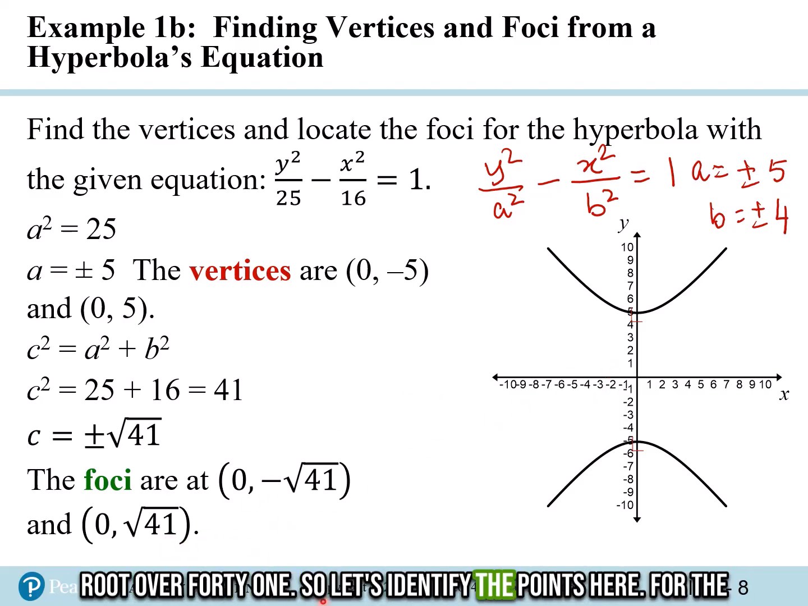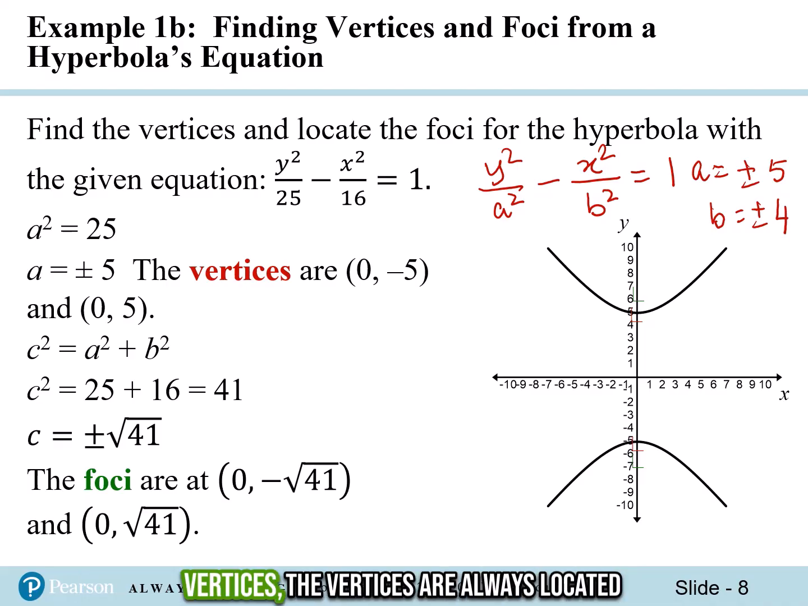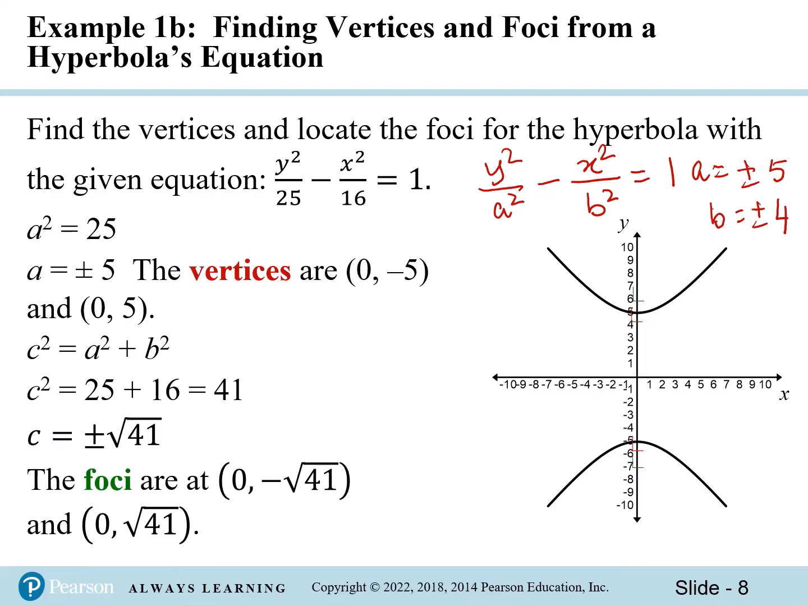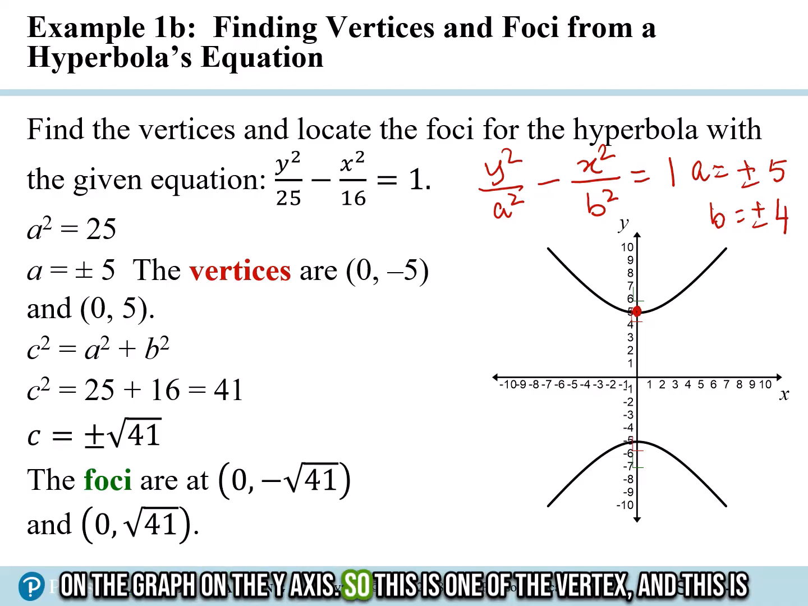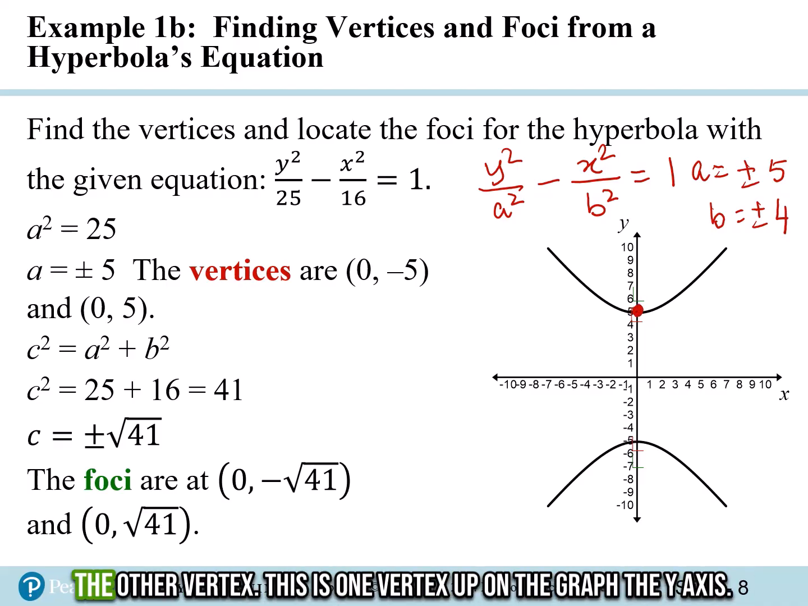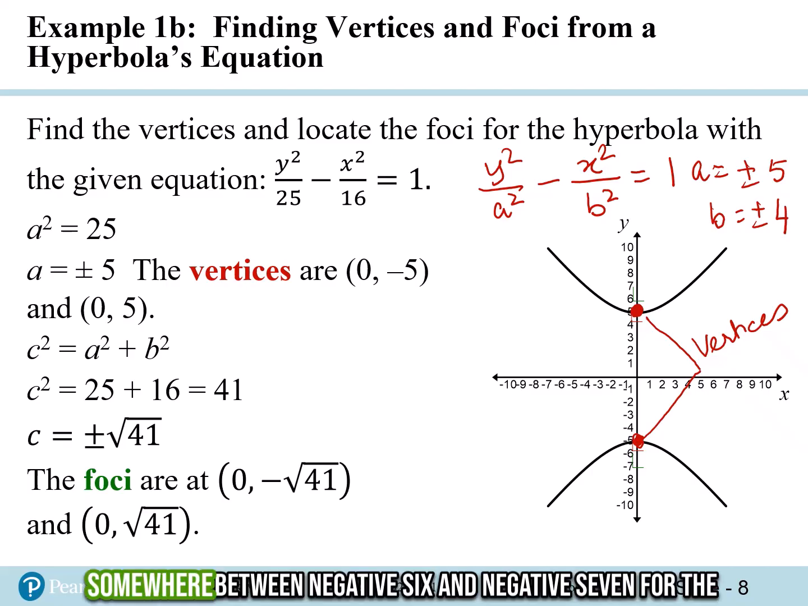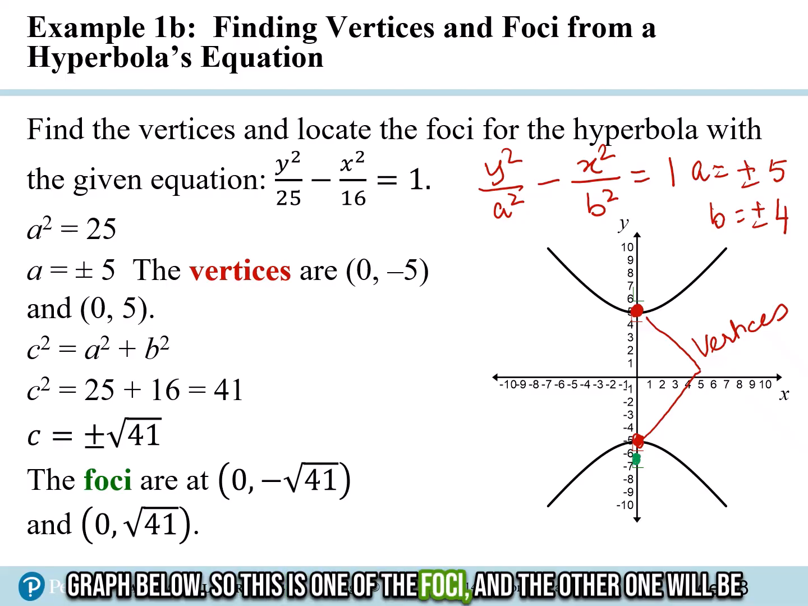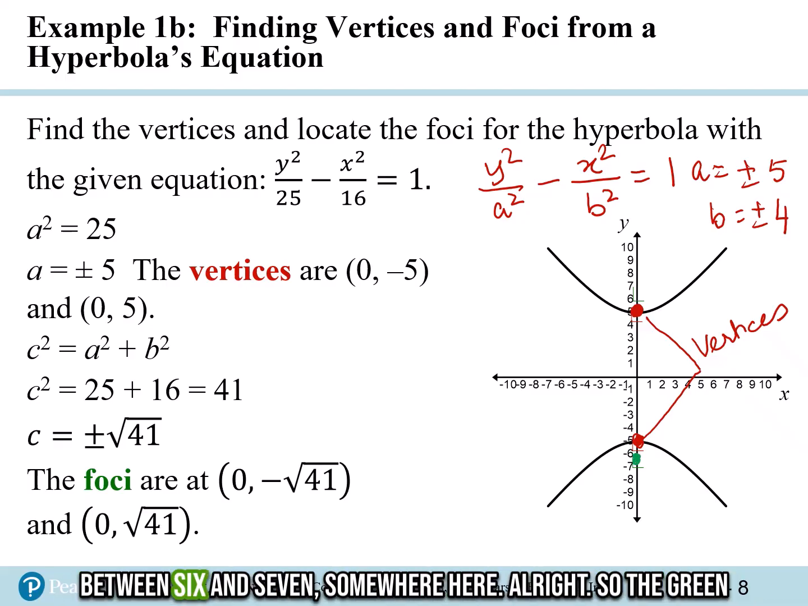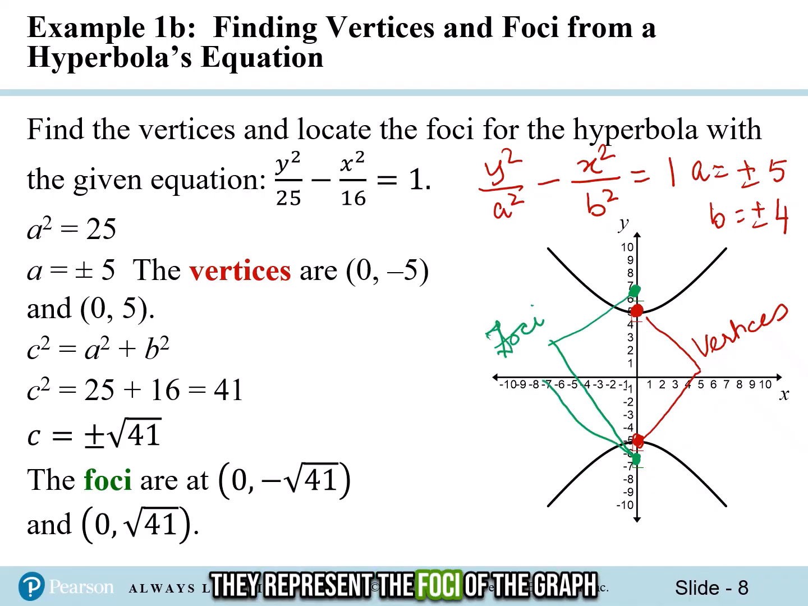So let's identify the points here. The vertices are always located on the graph on the y-axis. So this is one of the vertices and this is the other vertex. This is one vertex up on the graph along the y-axis, and this is another one. So these two are the vertices, and then the foci will be located somewhere between -6 and -7 for the graph below. So this is one of the foci, and the other one will be between 6 and 7, somewhere here. All right, so the green ones represent the foci of the graph.